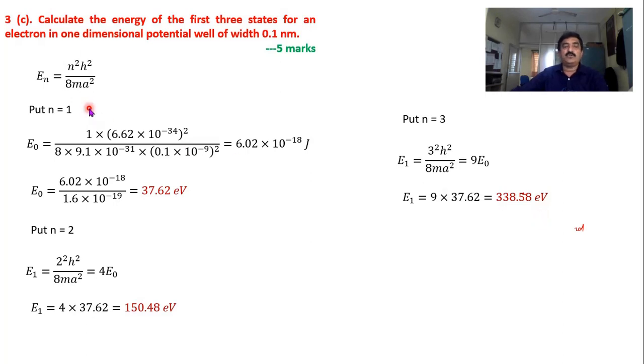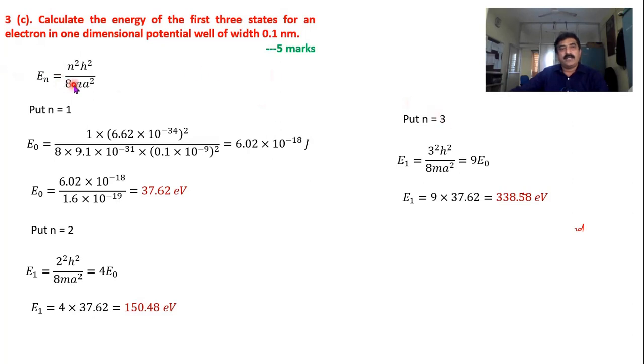They can ask you to calculate the energy of the first 3 excited states, or the first excited state and the second excited state. Like that also they can ask. First excited state means n is equal to 2. Second excited state means n is equal to 3. Okay, so you must know the meaning.